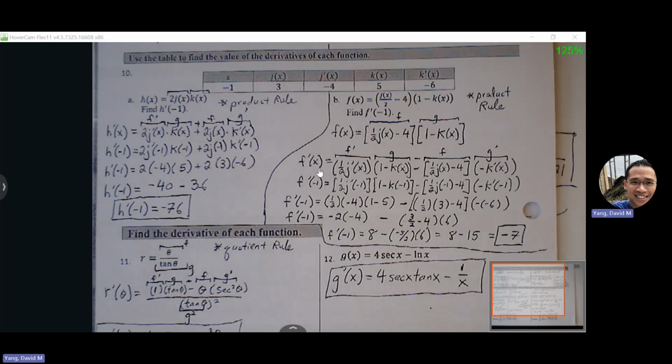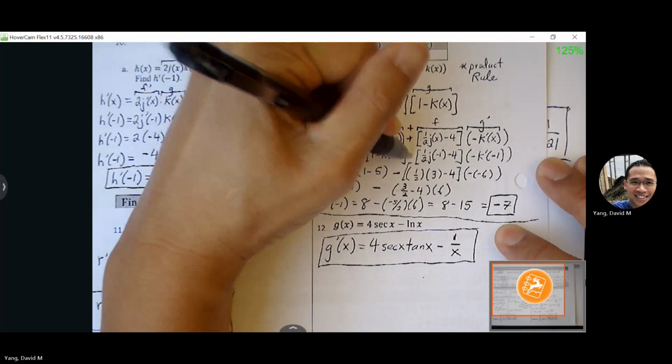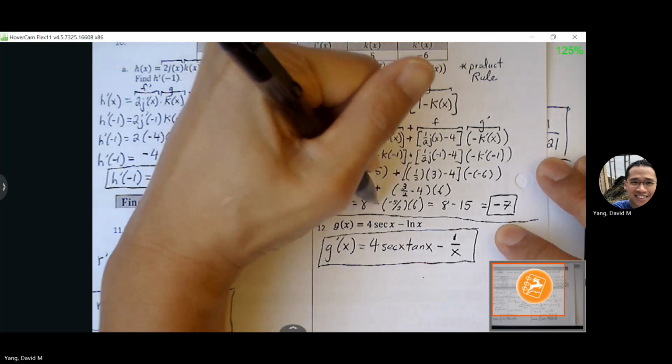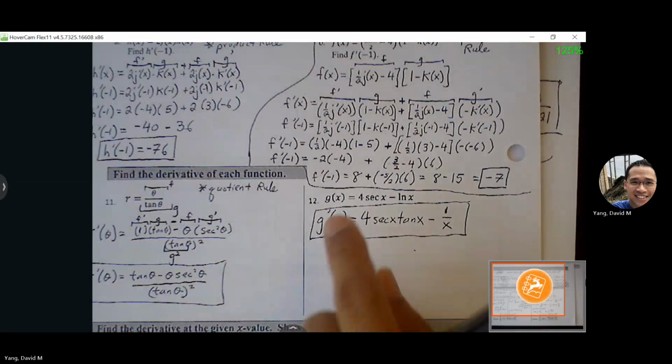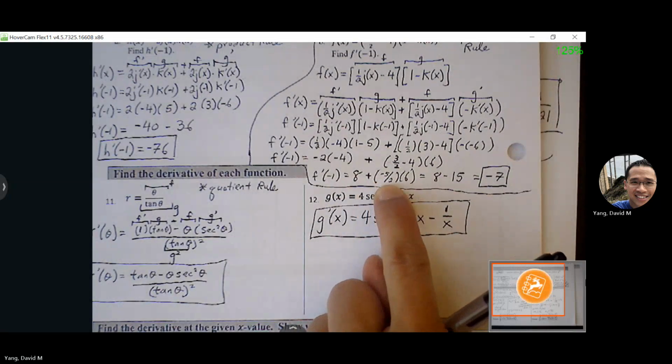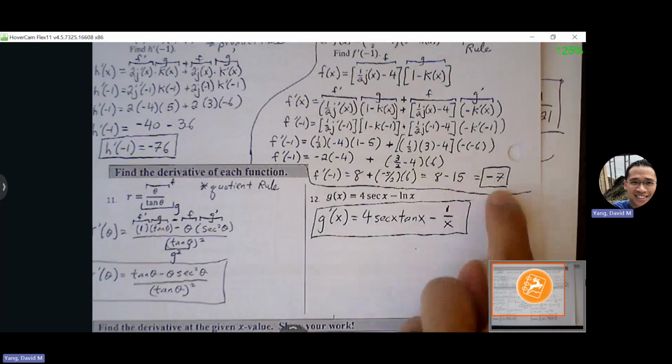Okay, so I had my notations wrong. The reason is I made two mistakes and they ended up canceling each other out, giving me the right answer. But this should be a plus here. And then -5/2 times 6 ends up giving us -15. 8 minus 15 is still -7.